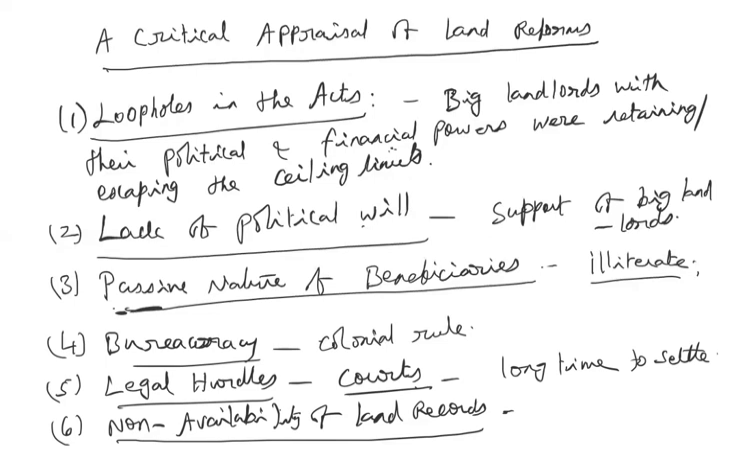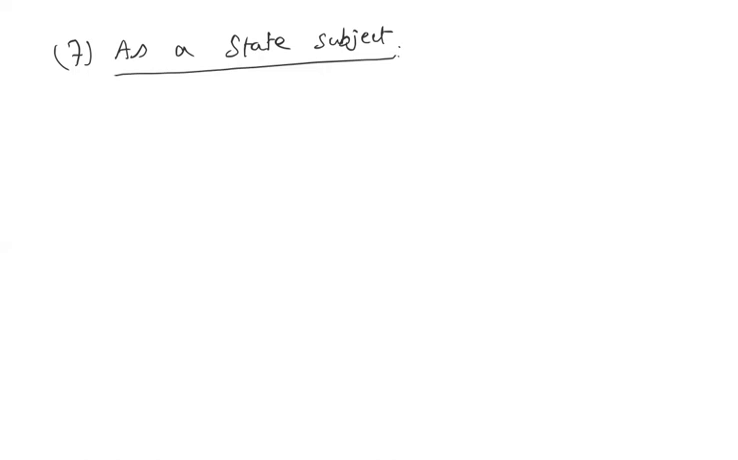And finally, land as a state subject. Land reform is not a central government subject, so it happens to be a state subject. Because of the state subject, there is no uniformity among the states. See, if it is implemented by the central government, it will be implemented uniformly all over the country. But since it has become a state subject, there is no uniformity among the states.